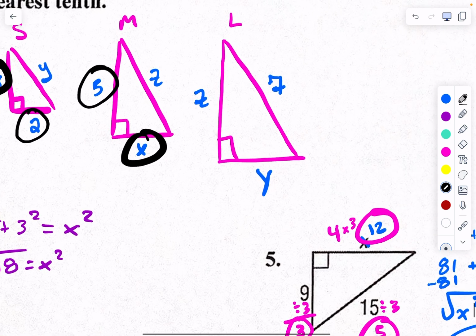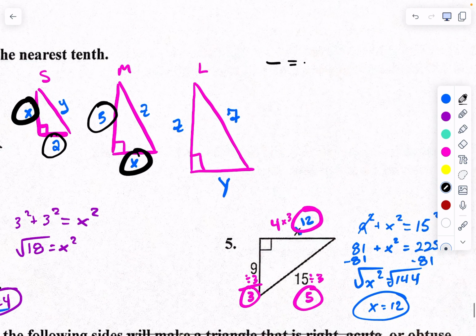5 and 2. Okay, let's set up a proportion. Something over something equals something over something. X over 5 equals 2 over X. He's going left to right. You could have gone top to bottom, so X over 2 equals 5 over X, whichever way.